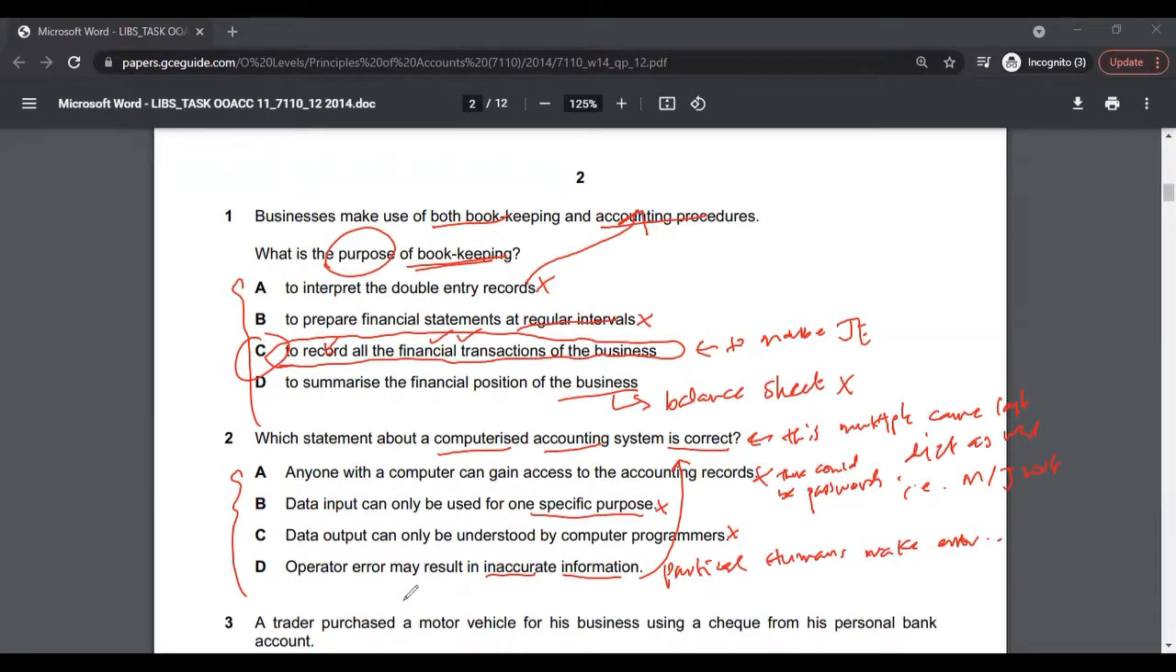Even when I'm recording these videos, sometimes I may misspell something. So I apologize for that, but humans do make mistakes, right? So the correct answer to multiple choice 2 is option D. An operator who is operating a computerized accounting system can always make an error, and that would result in inaccurate information. So therefore, this statement is very much correct. The answer to multiple choice 2 is option D.